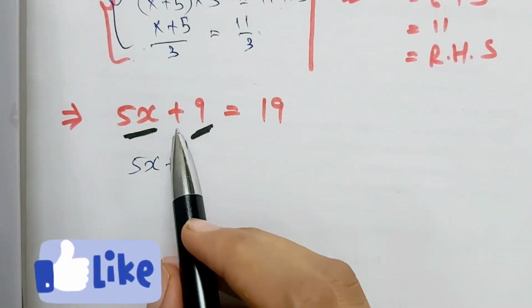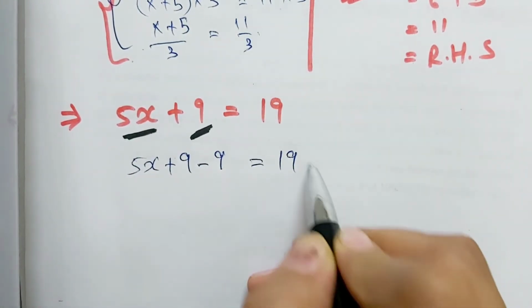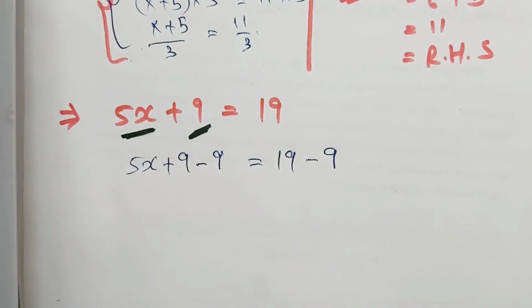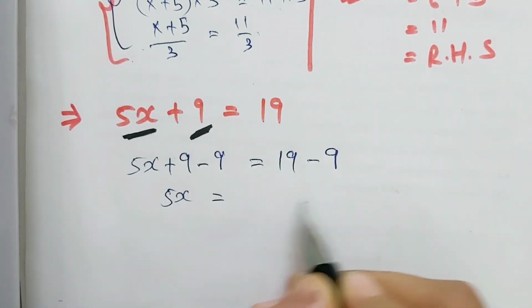Always focus on here. Plus 9, so you will do minus 9 is equal to 19 minus 9. Why? Because we are performing the operation on both the sides. Only then will it make sense. Now this plus 9 minus 9 becomes 0. So 5x is equal to 19 minus 9, which becomes 10.